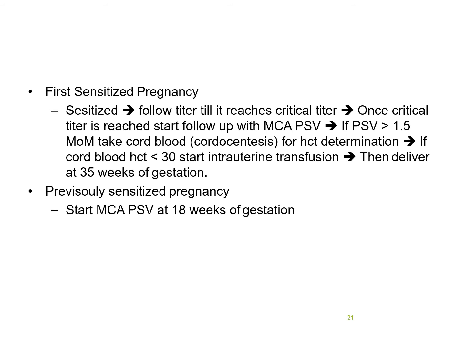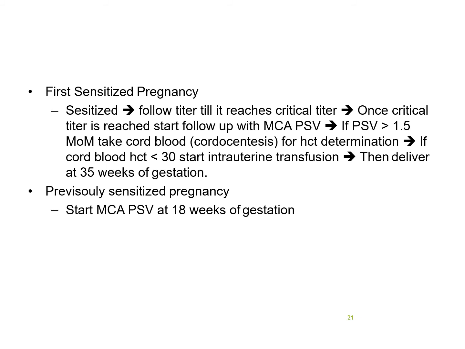Now, how do we follow up a pregnancy at risk of intrauterine fetal anemia and Rh isoimmunization? We follow it up according to the level of titer. If the titer is low, below a critical value, we just follow up the titer. If it is increased, we follow with MCA-PSV. If more than 1.5 multiples of median, we do chordocentesis and intrauterine blood transfusion. If the titer is already high, more than a critical value, we just follow up with MCA-PSV.